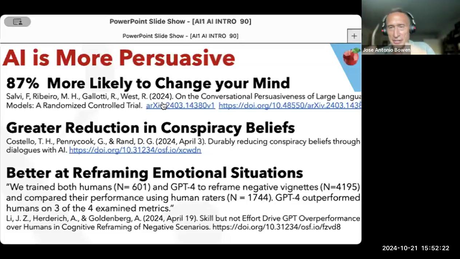But of course, there's a dark side, right? AI is more persuasive than you or I. Why? Well, when I argue with my father, I do get emotional. I sometimes lose my patience. And then I become less effective. AI doesn't do that, right? So AI is better at getting people to change their minds. It's better at listening. It's better at reframing emotional situations. And all of these studies were done before 4o, which came out in May.